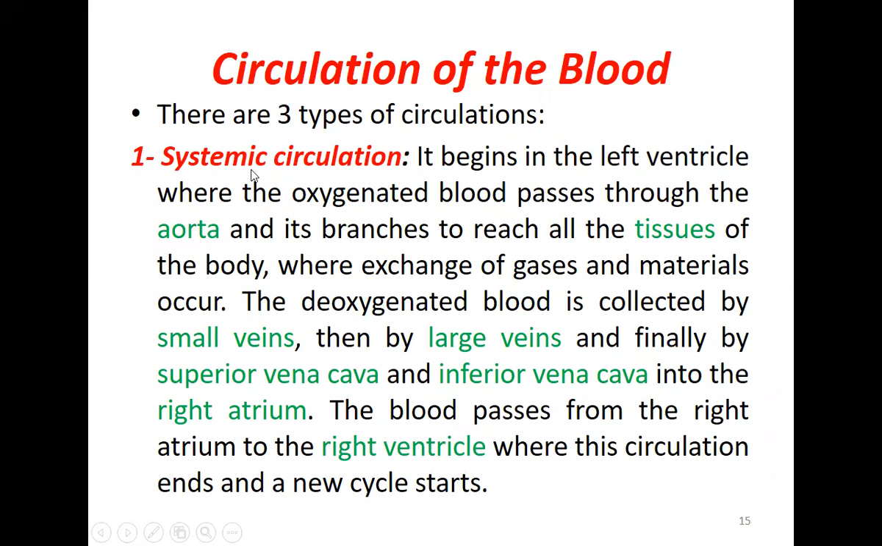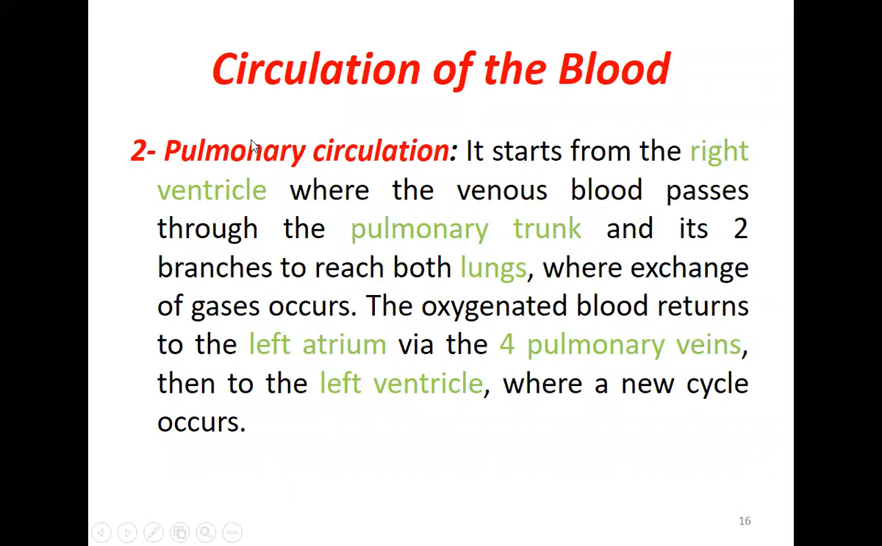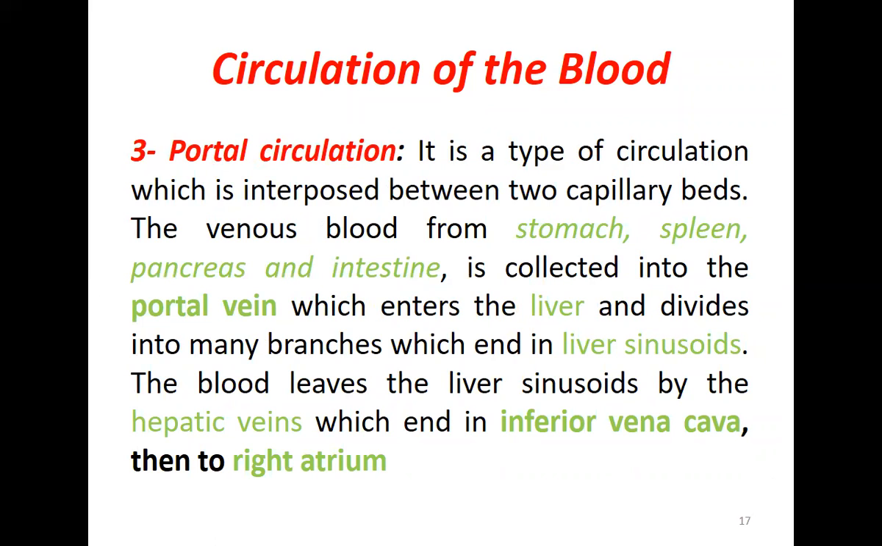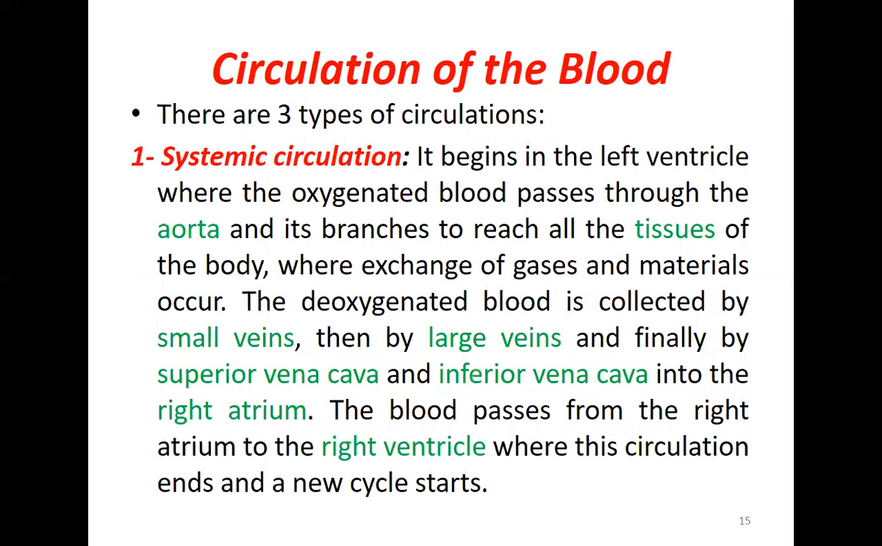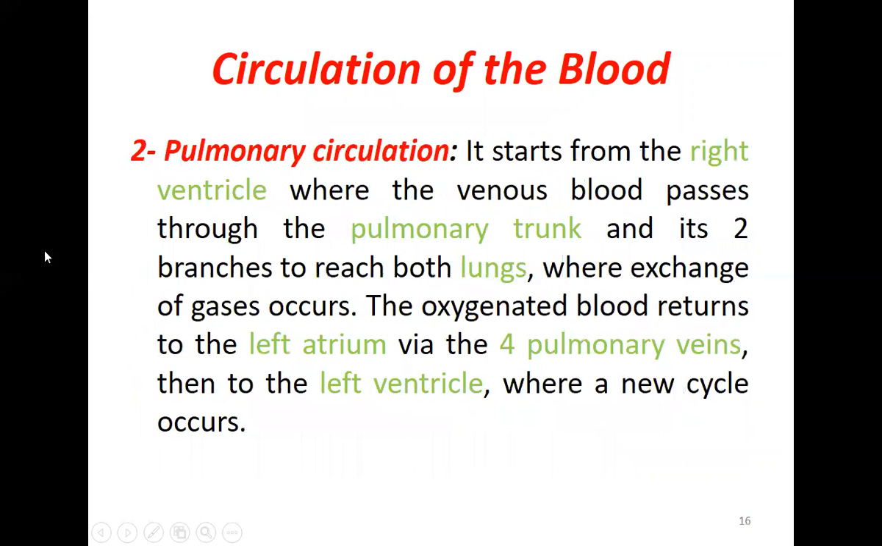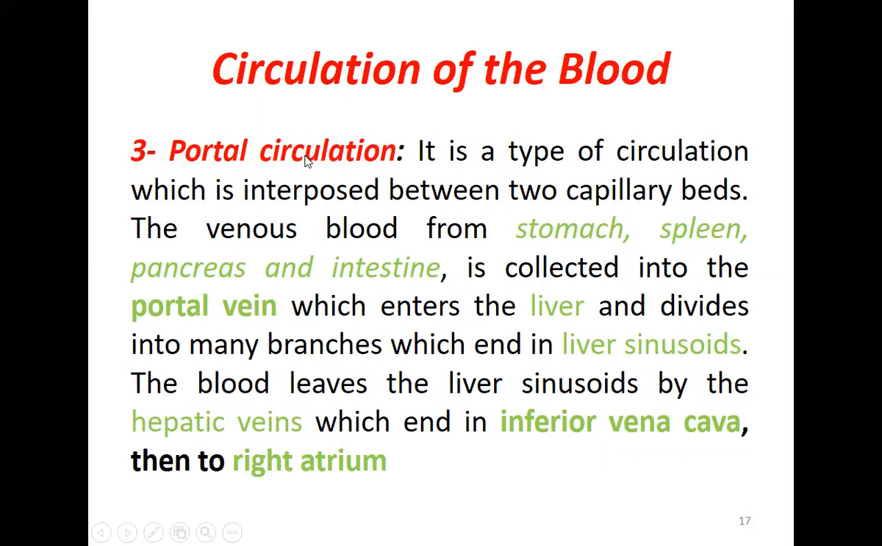In the first case, it was going to different systems, so it is called systemic circulation. In the second, it is going to the lungs where it gets oxygenated, and that's why it is called pulmonary circulation. Then the third type of circulation present in the body is called portal circulation. It is a type of circulation which is interposed between the capillary beds. This is slightly difficult for you. At least you should know these two: systemic circulation and pulmonary circulation. This is the third type, called portal circulation.